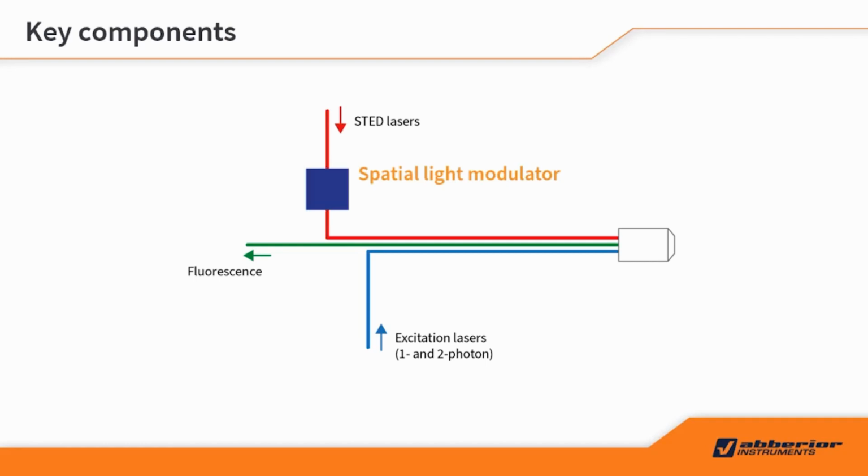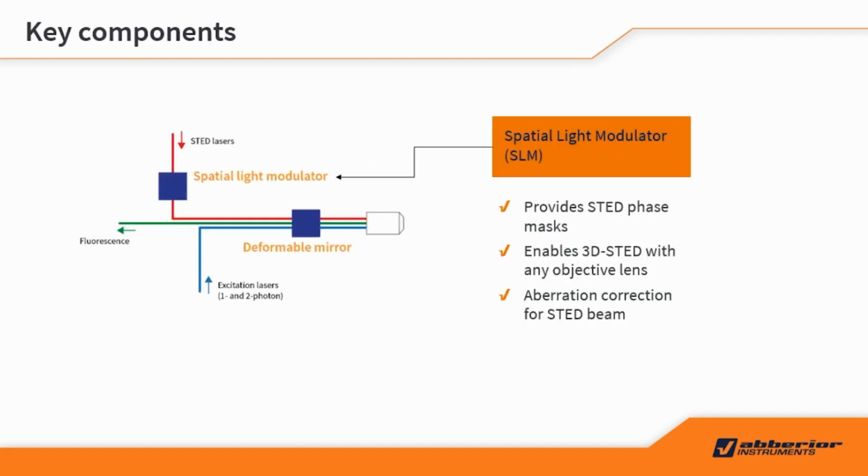Now, in order to enable adaptive optics for this system, there are 2 key components that are required. First, we have a spatial light modulator, which sits in the beam path of the STED lasers. And then we have a deformable mirror, which is located in the joint beam path. The role of the spatial light modulator in our microscopes is twofold. First, it provides beam shaping for the STED beams. That means it applies a certain phase distribution to the STED beams, so that the STED beams focus to a hollow donut or bottle beam in the sample.